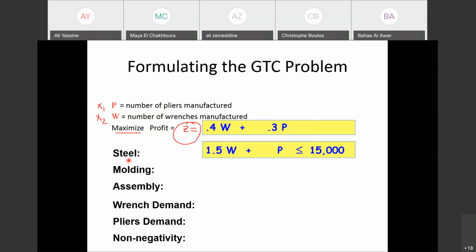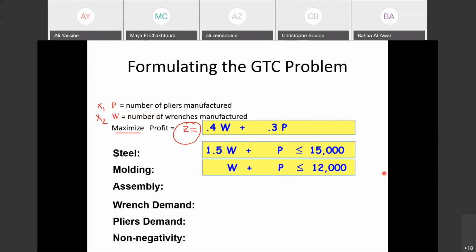Now, so the steel and the 1.5, we already formulated this function. So this is my first G1. This is G1, right? My first constraint. This was the F function, the objective function. Now the G functions. G1 is 1.5 W. It says it consumes 1.5 pounds of steel to build one wrench. So if you build W wrenches, it's obviously 1.5 W plus 1 pound of steel for one plier. So plus P less than the 15,000 pounds of steel available. So that's the first constraint, very simple. The others are as simple also.